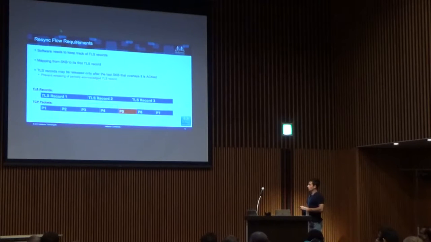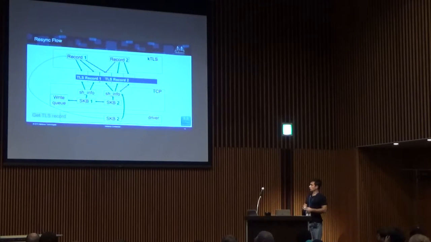So the requirements for this resync is that software needs to keep track of TLS records and to provide a mapping from an SKB to the first TLS record that is part of that SKB. Finally, we need to prevent the release of data from TLS record 2, even though packets P3 and P4 might have been acknowledged previously. They cannot be released from memory since packet P5 might be retransmitted, and we will need to access this data later.